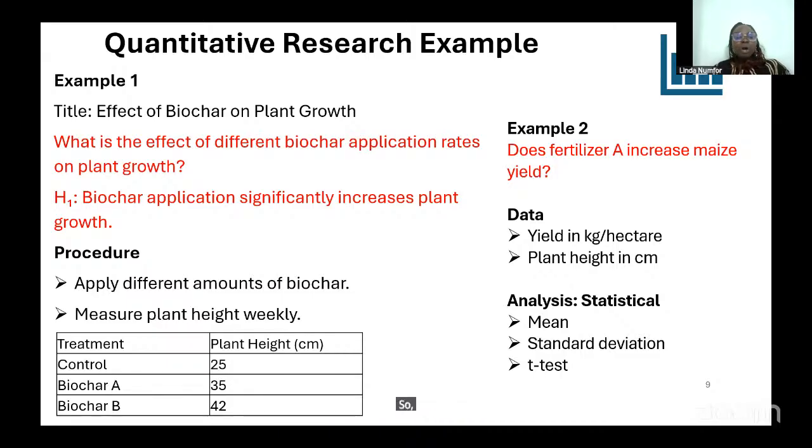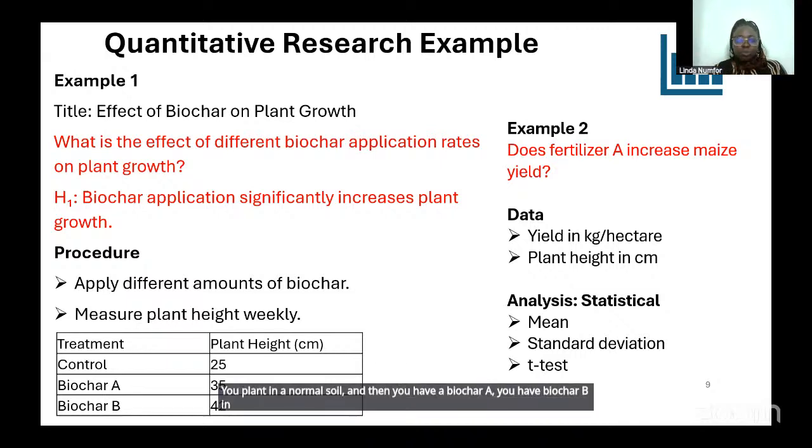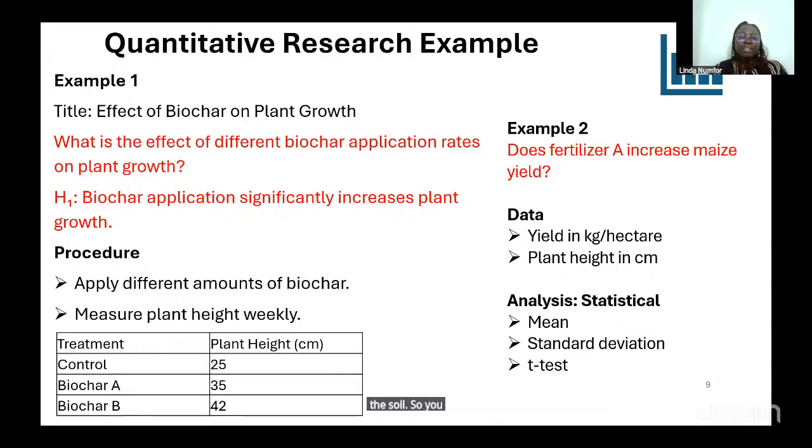So then you're going to have the treatment and the plant height which you want to investigate. You also need to get the control. The control will be the plants in which you do not apply the biochar. You plant in normal soil, and then you have biochar A and biochar B in the soil. So you now monitor the height of the plants as the weeks go by, and maybe at the end, the yield of the crops.